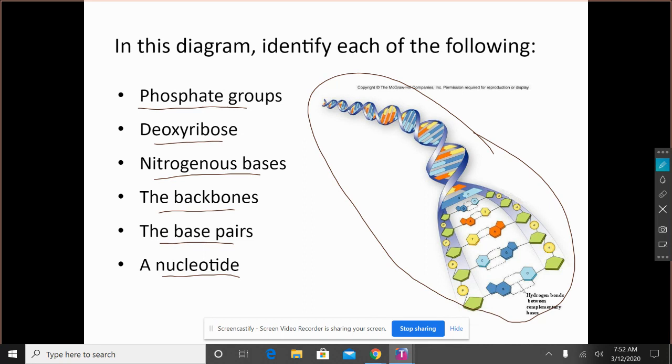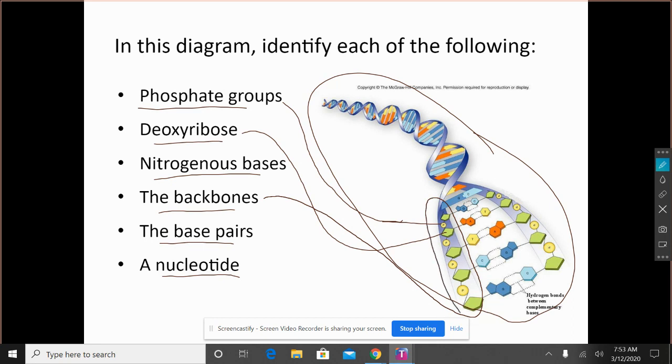Okay, so the answers. As you know, the circles are the phosphate groups. The deoxyriboses are the pentagons. Okay, and then we'll skip down to backbones. So the backbones is that sequence of deoxyriboses and phosphate groups. We just said that the base pairs are in the center, they're making the rungs of the ladder.